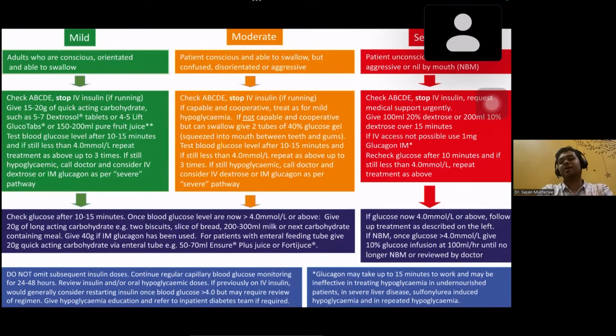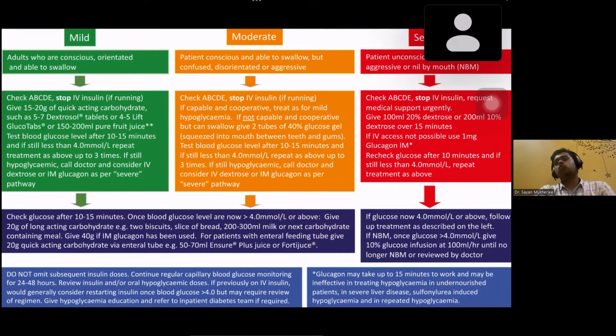You just put it in his mouth, just like sorbitrate, that is GTN, glyceryl trinitrate. It's given sublingually. It gets absorbed through the buccal mucosa. Similarly, this glucose gel is also absorbed through the buccal mucosa. So he doesn't have to swallow. He's conscious. He can retain that thing in his mouth, and then it can easily get absorbed. So that's for moderate. Again, you'll do it 3 times, just like mild. And if it's not working, you go for the severe form of treatment.